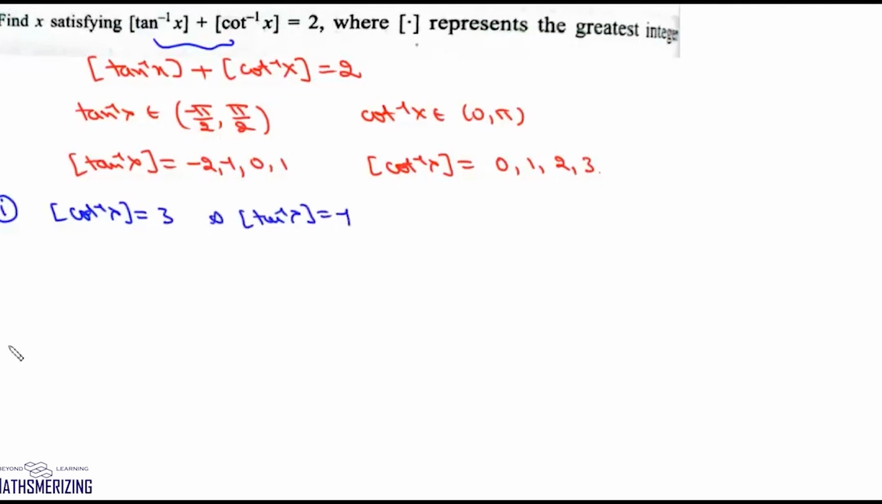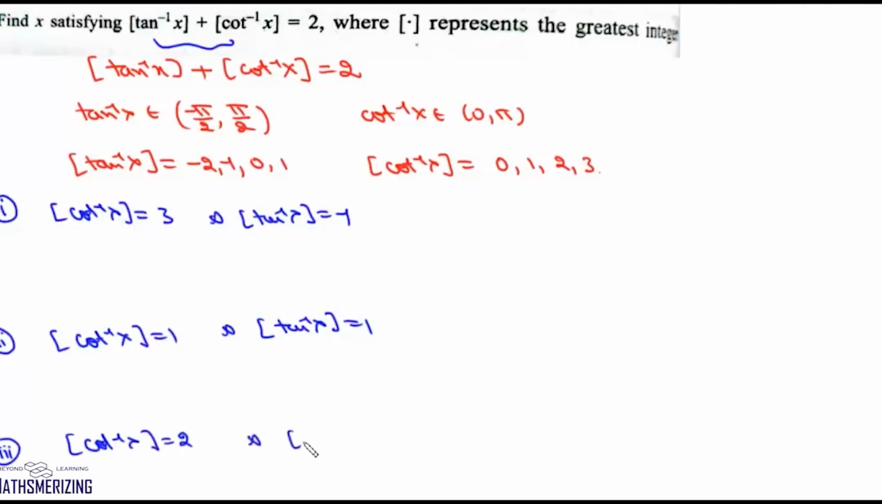Second case, when greatest integer function of cot inverse x is 1, and greatest integer function of tan inverse x is also 1. And then finally, this third case, when greatest integer function of cot inverse x is 2, and greatest integer function of tan inverse x is 0. Now we need to find simultaneous solutions for these conditions.